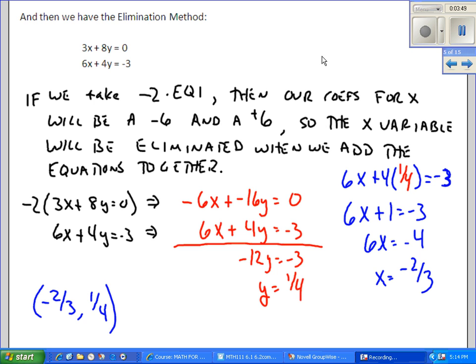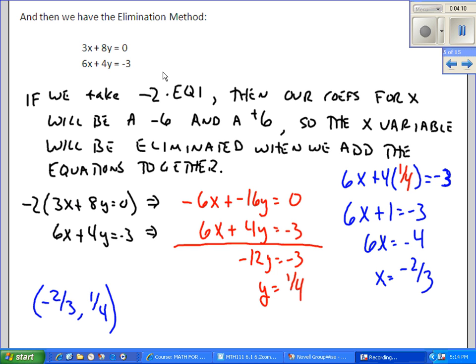Then there's the elimination method, which is probably less intuitive, but probably more efficient in more situations. And what we're going to do is take negative 2 times equation 1. That way our coefficients for the x will be a negative 6 and a positive 6, and so they'll wipe each other out when we add the two equations together. So that's the way the elimination method works.